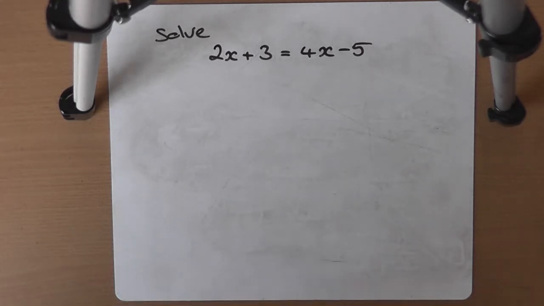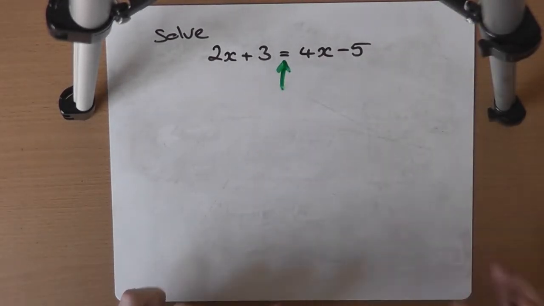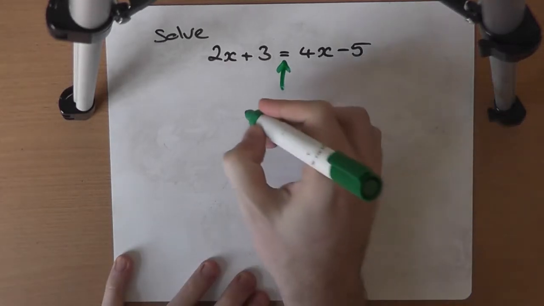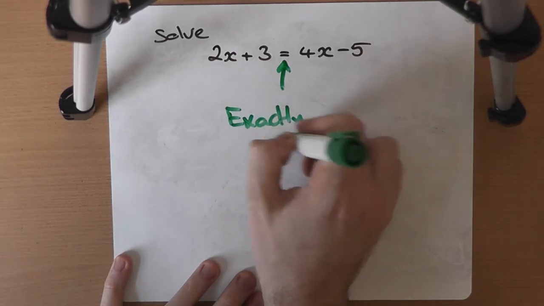So how are we going to do that? Well, the very first thing we're going to do is we're going to notice this symbol in the middle. And the symbol that is there in the middle is an equals sign. And it's always worth bearing in mind, remembering what equals actually means. There is a misconception that equals means and then the answer is. And it doesn't. Equals means, if two things are equal, they are exactly the same.